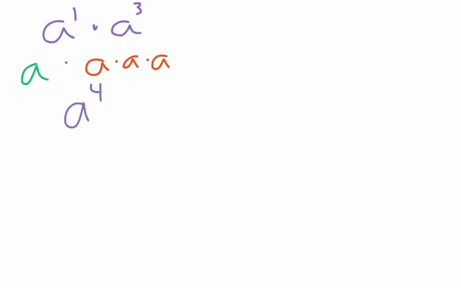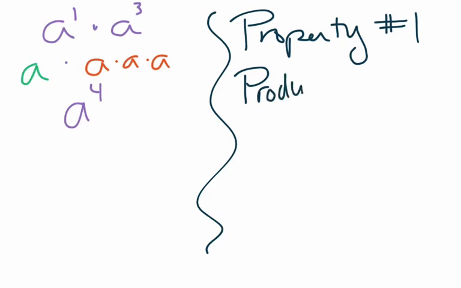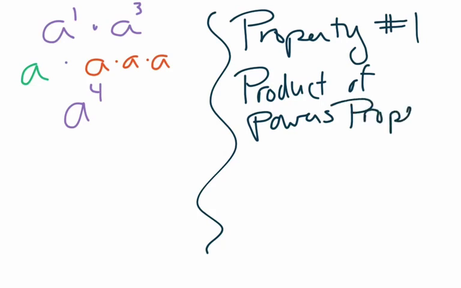And that leads us to our first multiplication property. Okay, so property 1. I don't think it has, I mean, it probably does have, oh, the product of powers property. Okay, so the product of powers property is what we call it. Product means multiplying. What are you multiplying? You're multiplying some things with powers. And here's what it looks like.